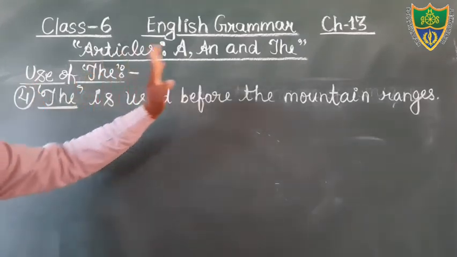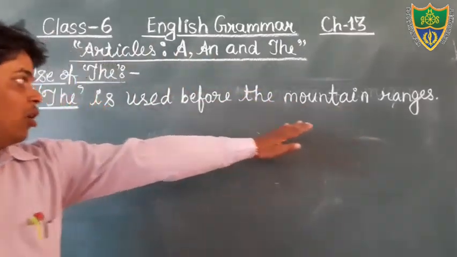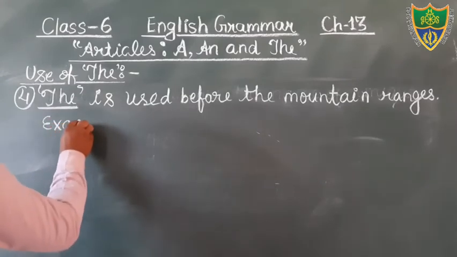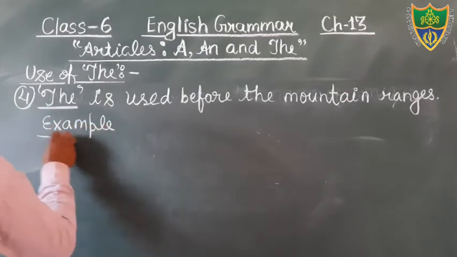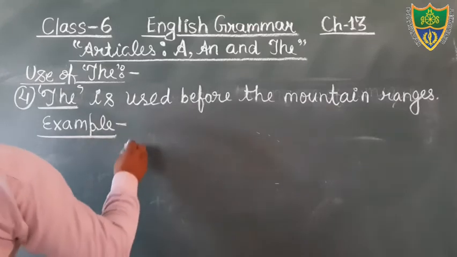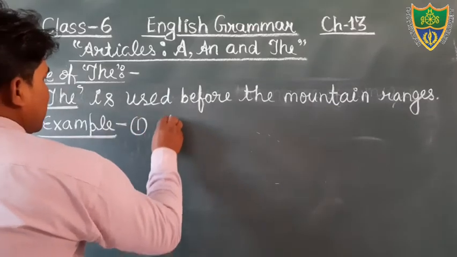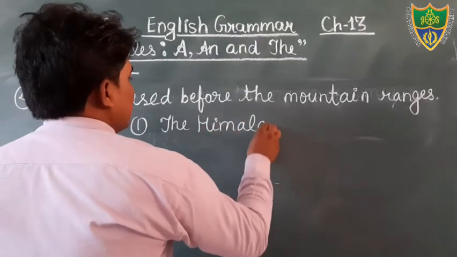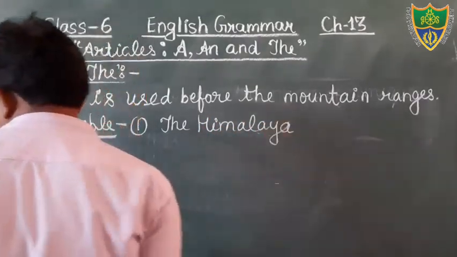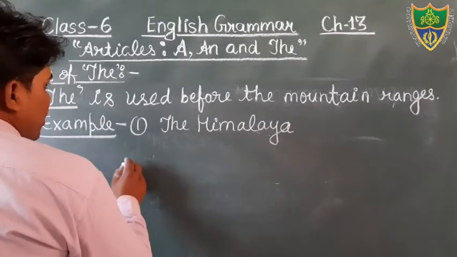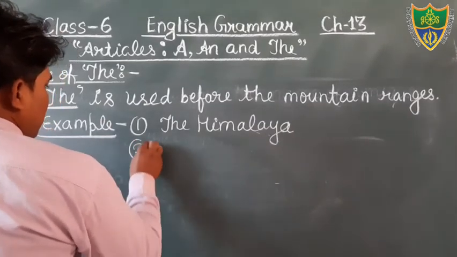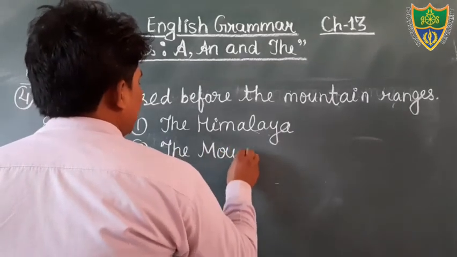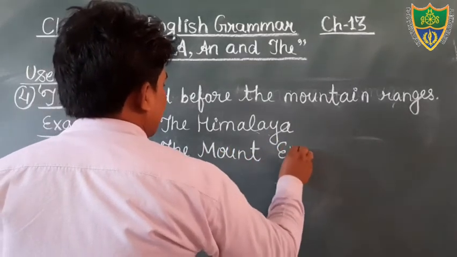We use the article the before the mountain ranges. Okay, before the mountain ranges. Example you write. Just see the example. The Himalayas. The Himalayas. Okay, the Mount Everest. The Mount Everest.